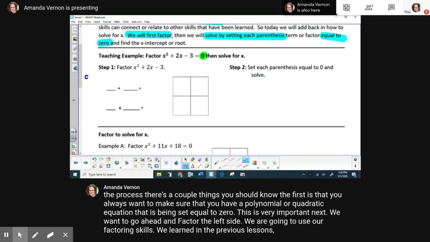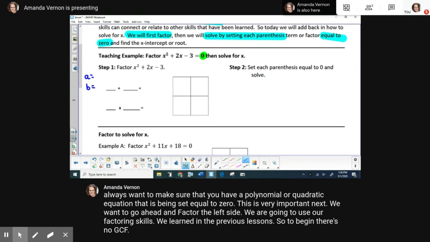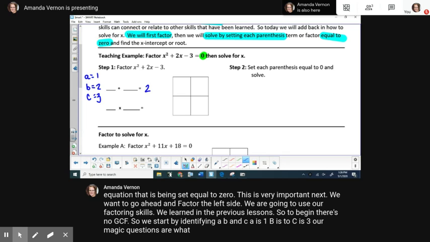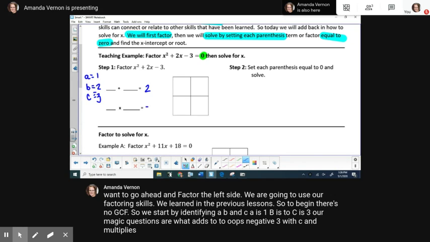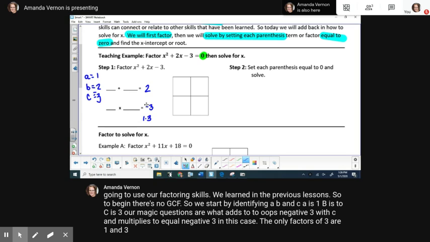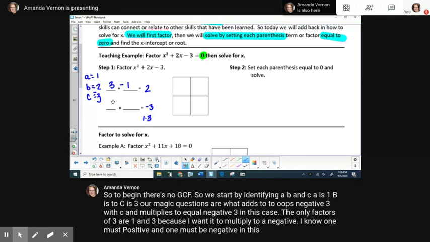So to begin, there's no GCF, so we start by identifying A, B, and C. A is 1, B is 2, C is 3. Our magic questions are what adds to 2, and multiplies to equal negative 3. In this case, the only factors of 3 are 1 and 3. Because I want it to multiply to a negative, I know one must be positive and one must be negative. In this case, the 1 is negative.